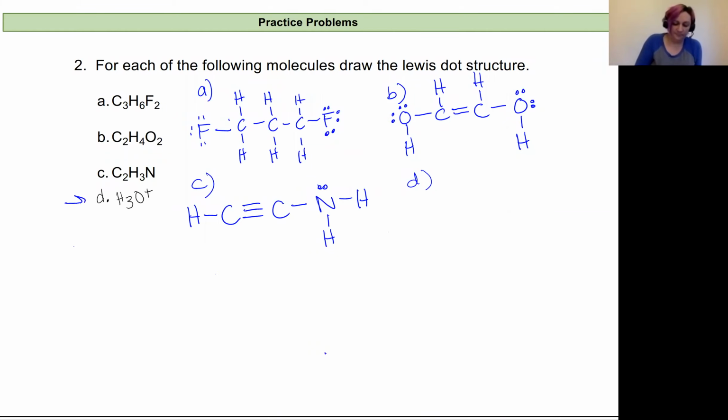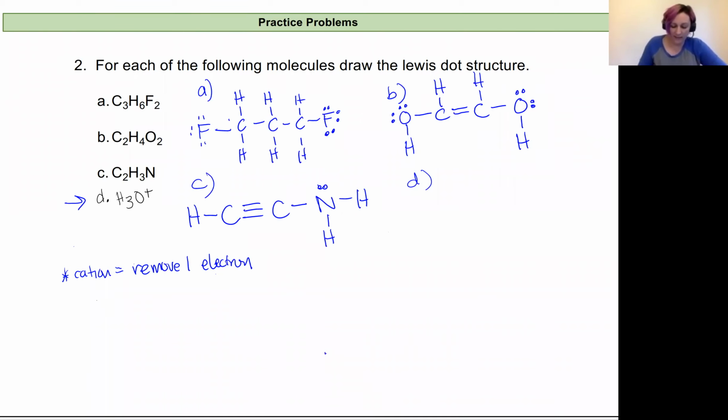All right, last one, D. So here we have a polyatomic ion. And we have a positive one. It's a cation. So it means we're going to remove 1 electron. And which one it is, I'm not sure till I get started with my structure. And whenever I have one that's just in the way, I'm just going to delete it, basically.